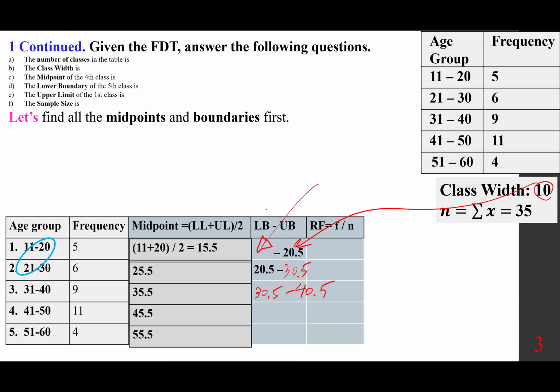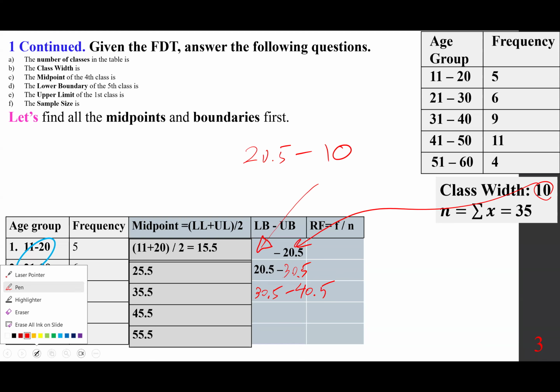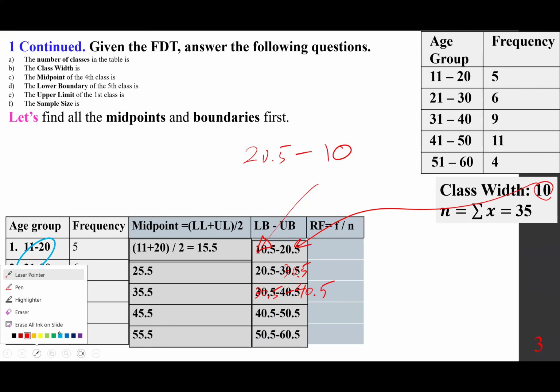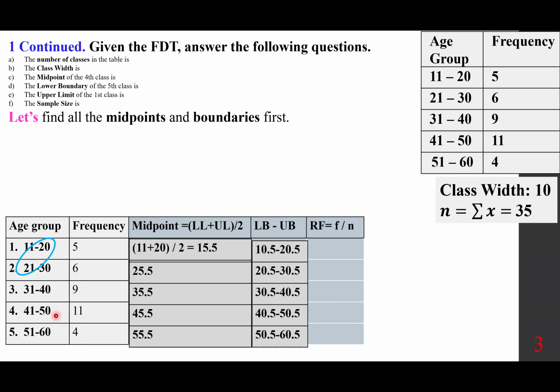What about this one? I'm going to say 20.5 minus 10. That makes it 10.5. So for the lower boundary of the first class, I'm going to subtract the width from the upper boundary, and I get 10.5. Okay, so I'm going to erase my work so it becomes clear what we are dealing with.